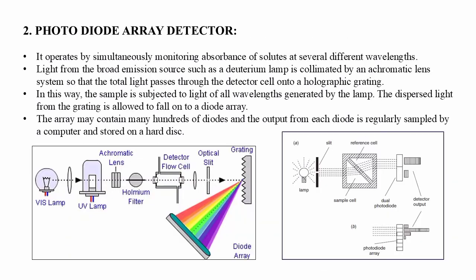Second is photodiode array detector. It operates by simultaneously monitoring absorbance of solutes at several different wavelengths. Light from the broad emission source such as a deuterium lamp is collimated by an achromatic lens system so that the total light passes through the detector cell onto a holographic grating. In this way, the sample is subjected to light of all wavelengths generated by the lamp. The dispersed light from the grating is allowed to fall on a diode array. The array may contain many hundreds of diodes, and the output from each diode is regularly sampled by a computer and stored on a hard disk.